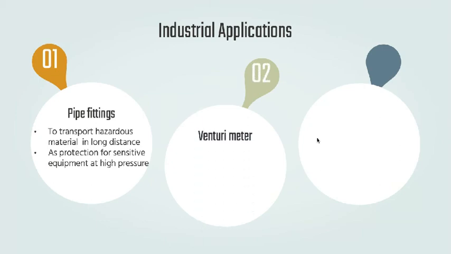And the second industrial application is the venturimeter, which is one of the flow meters that we use. It can be used in a carburetor. We use it to measure the distribution of fuel and air in the vehicle. It also can be used in wastewater pipes because it is suitable for slurry and viscous rate.